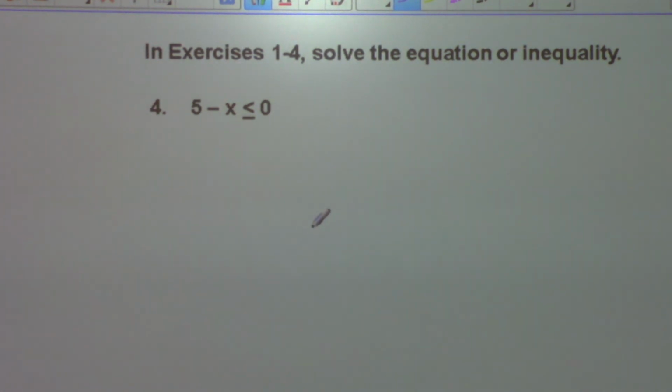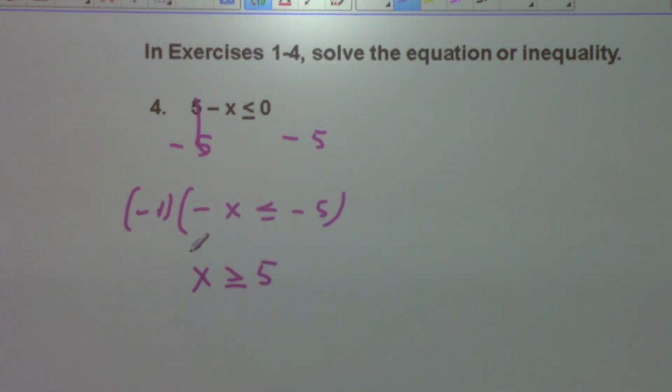Now this one here, how would you solve this one? 5 minus x. Minus 5, then times it by a -1. And that flips the sign, doesn't it? Yeah, we could do it that way. So we get negative x is less than or equal to negative 5. We multiply the whole equation by -1, and what do we get? We get x is greater than or equal to 5.